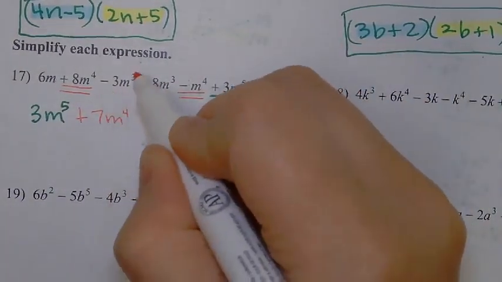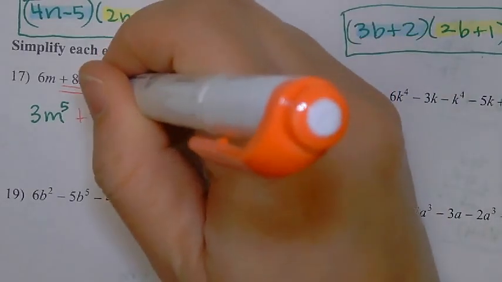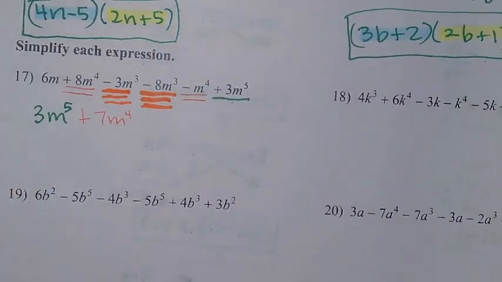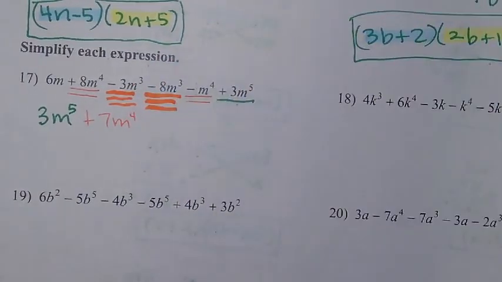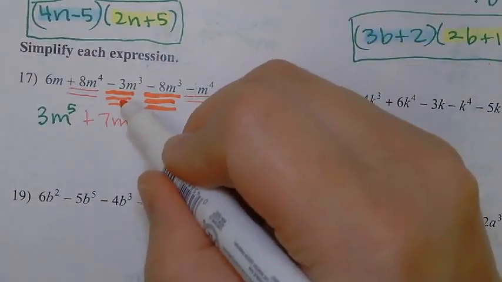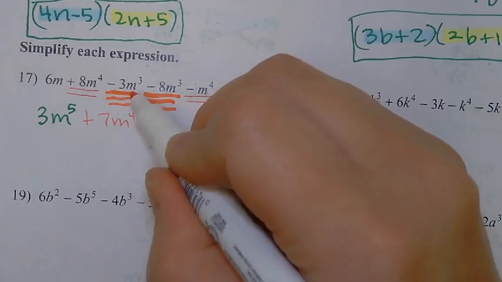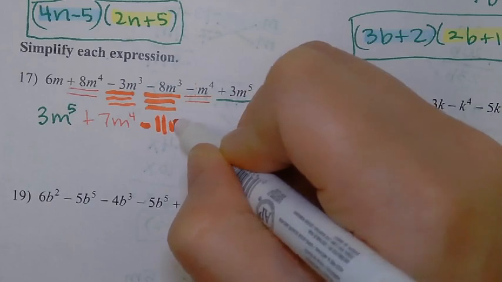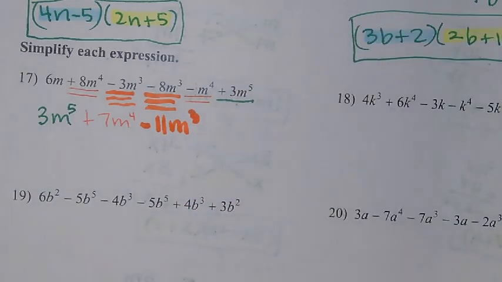So I have these m cubed. So we have this one right here. I'll do 3 lines here, 3 lines here. Some people like to do circles. I'll show you on the next one. They like to group them that way. You can do that too. So negative 3m cubed minus 8m cubed is going to be minus 11m cubed.